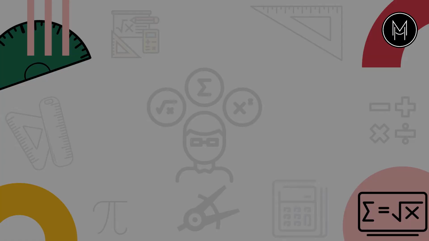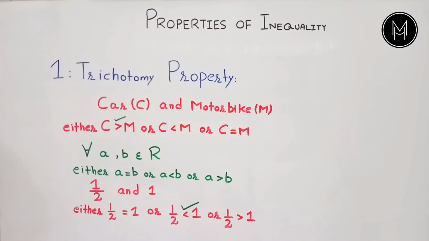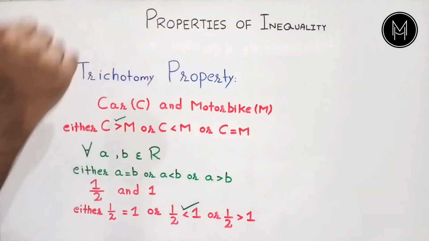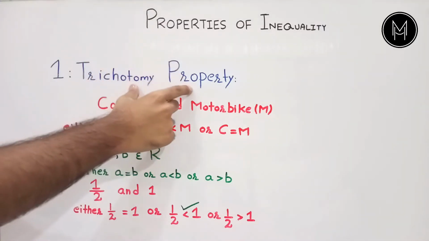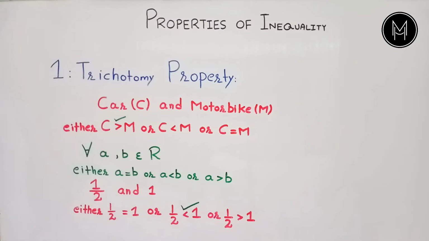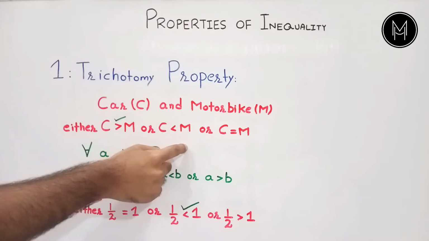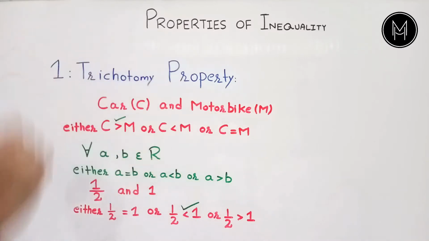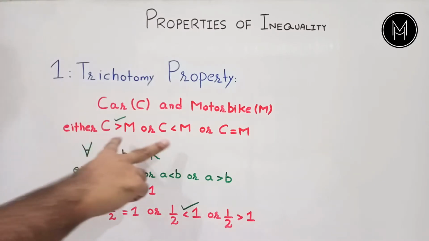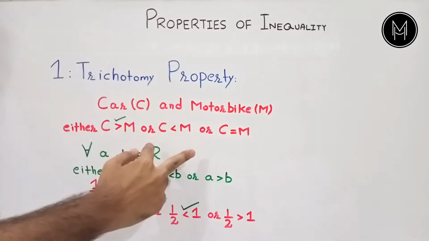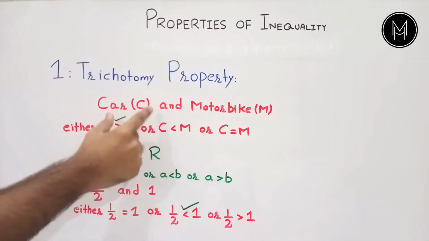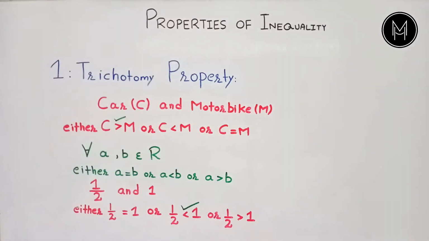Let's discuss. For example, let's say we have a car and a motorbike and we want to compare the weight of the car and motorbike. So according to the trichotomy property, there could be three conditions. Either the car is heavier than the motorbike, or the car is lighter than the motorbike, or both the car and motorbike have the same weight. So we know that the car is heavier than the motorbike. So these are the three conditions that could be for comparison of the weight of car and motorbike according to the trichotomy property.